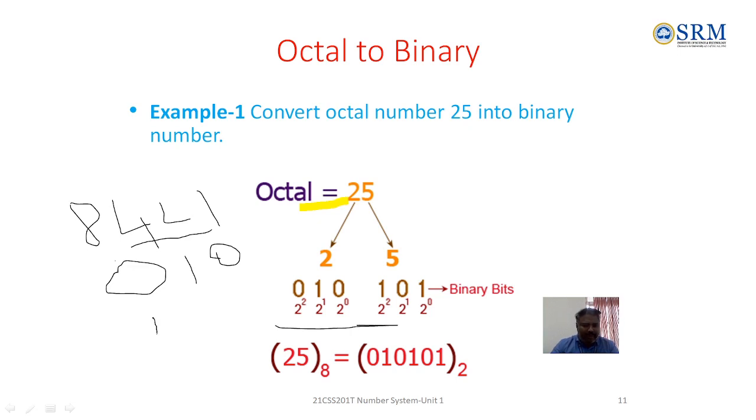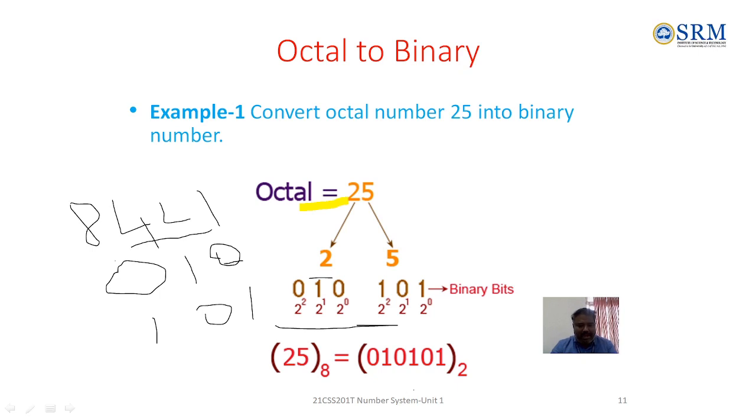For 5, it is 1, 0, 1. That's why 4 plus 1 is 5, and 2 is not needed, so 0, 1, 0, 1. See here, students: 0, 1, 0, 1, 0, 1. This is the binary bit. The binary bits can be assigned by the base numbers. How do we get the base numbers? Let me see here: 2 power 0. The last number on the right we choose as 2 power 0, then 2 power 1 and 2 power 2.